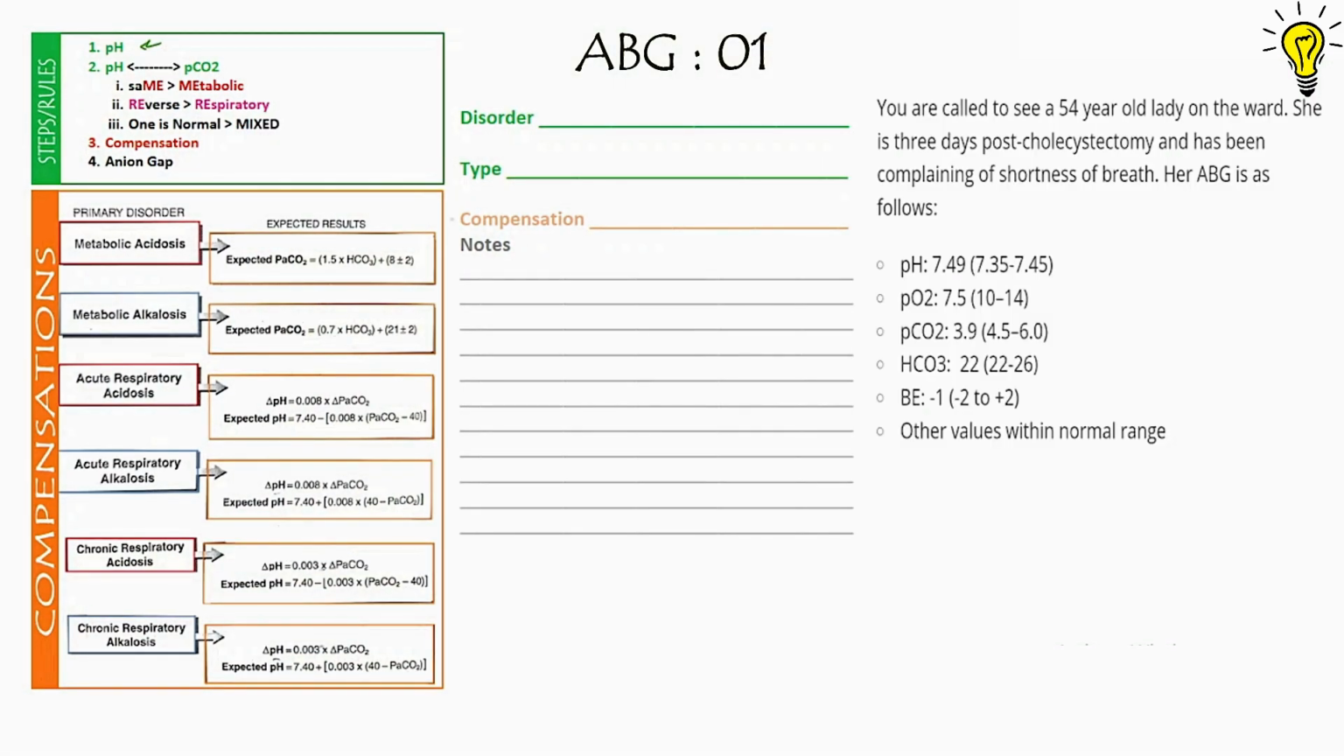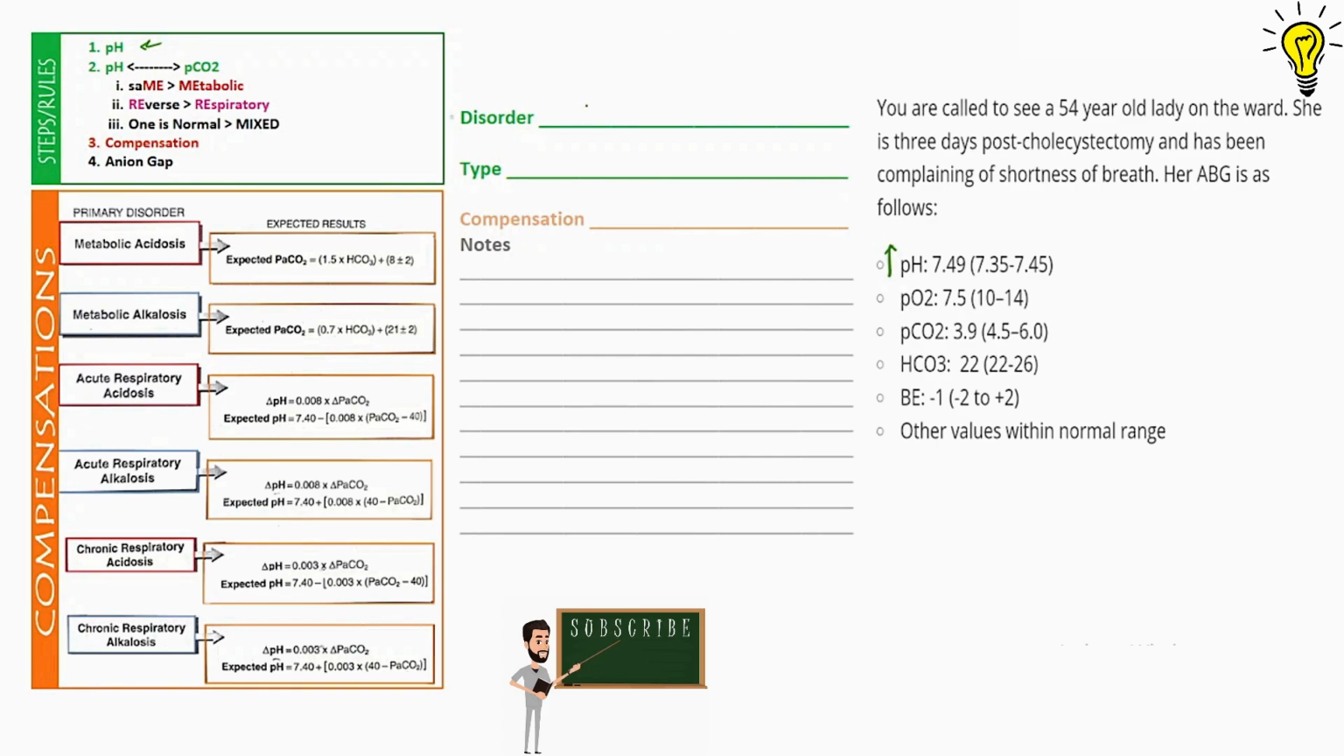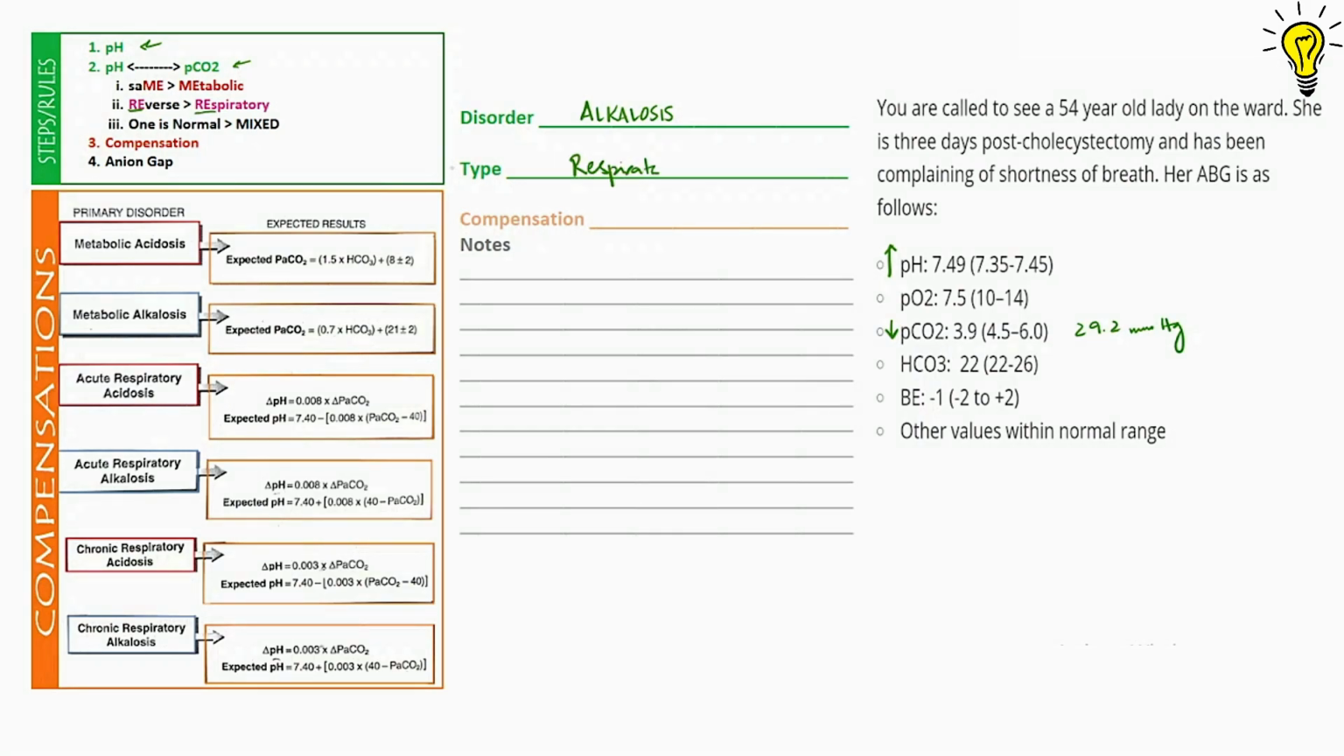ABG 1. Step 1. pH 7.49, so upwards, hence alkalosis. Step 2. pH and carbon dioxide directions. Carbon dioxide is 29, so down going. So pH and carbon dioxide are in reverse, and the RE of reverse stands for RE of respiratory. So it is primary respiratory alkalosis. We can see bicarb is 22, so normal, meaning uncompensated. But we will utilize the equations of compensation so that in more difficult scenarios you appreciate the anomaly better.